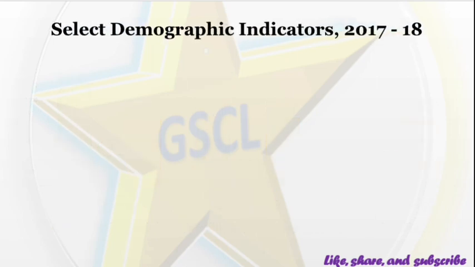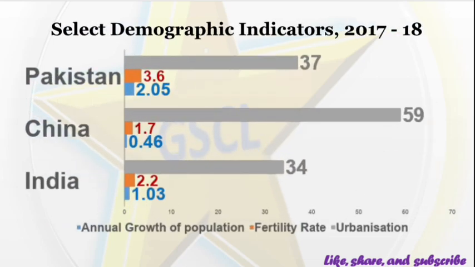Here is another set of demographic indicators. Here, notice that with 59% of people living in urban areas, China's urbanization transition was more, with Pakistan at 37% and India at 34%.